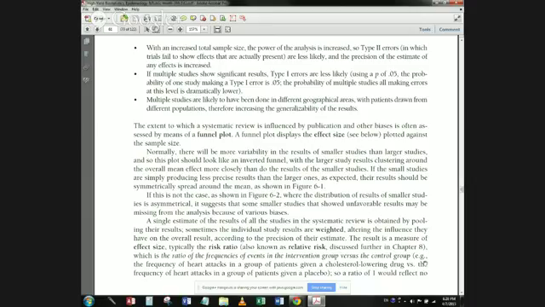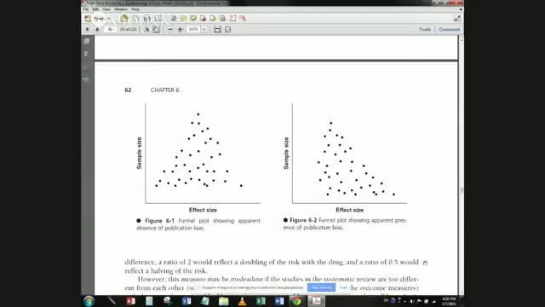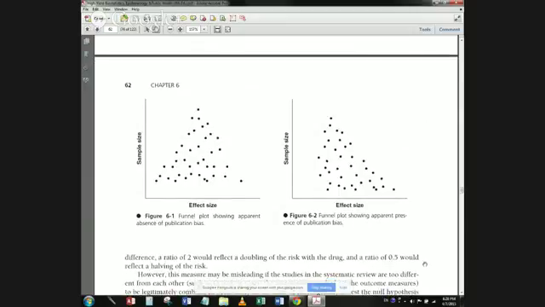So a ratio of 1 would reflect no difference. A ratio of 2 would reflect a doubling of the risk with the drug, and a ratio of 0.5 would reflect a halving of the risk.